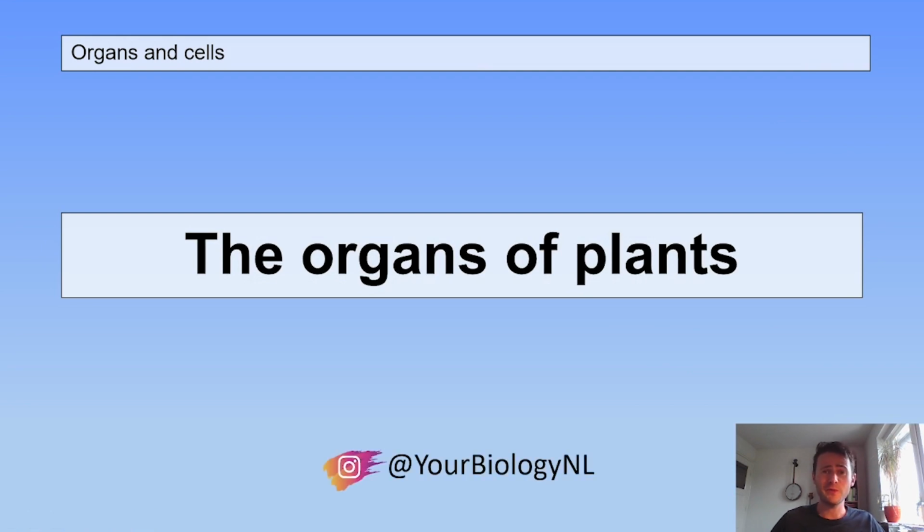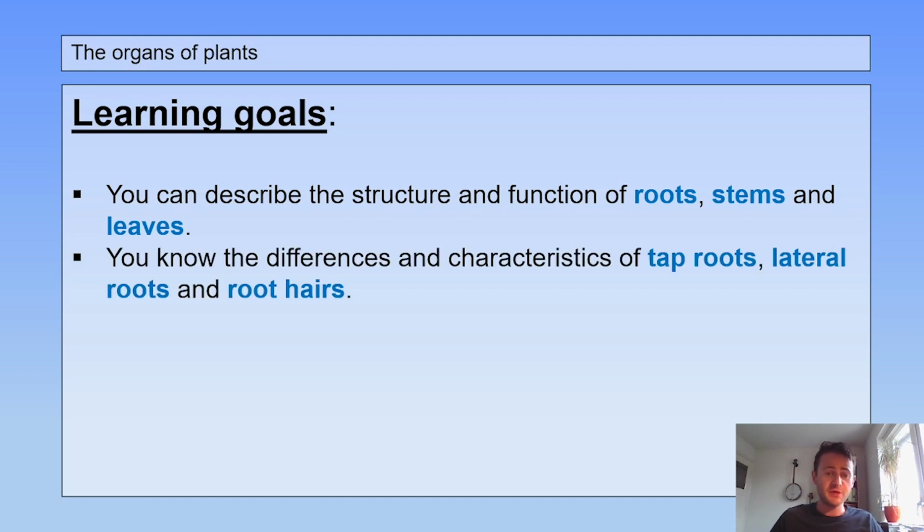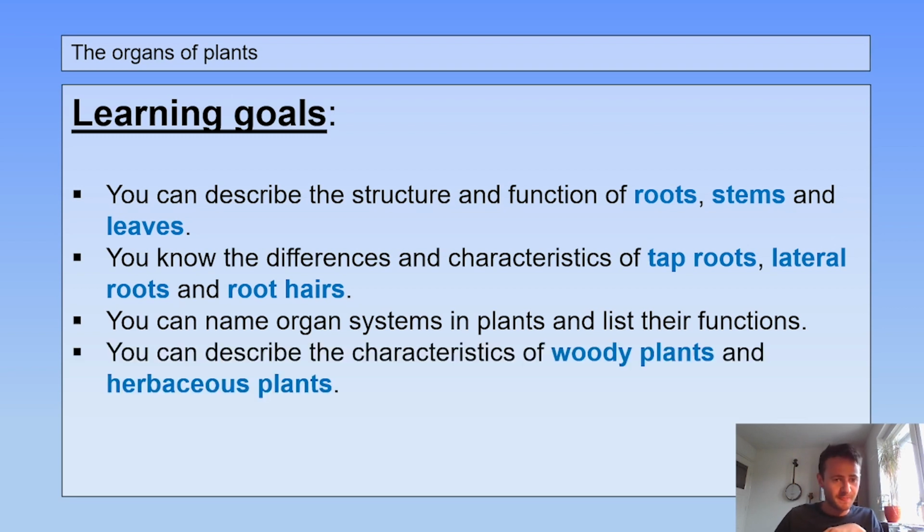In this lesson we will be focusing on the organs of plants. The learning goals: you can describe the structure and function of roots, stems and leaves. You know the differences and characteristics of taproots, lateral roots and root hairs. You can name organ systems in plants and list their functions. And you can describe the characteristics of woody plants and herbaceous plants.